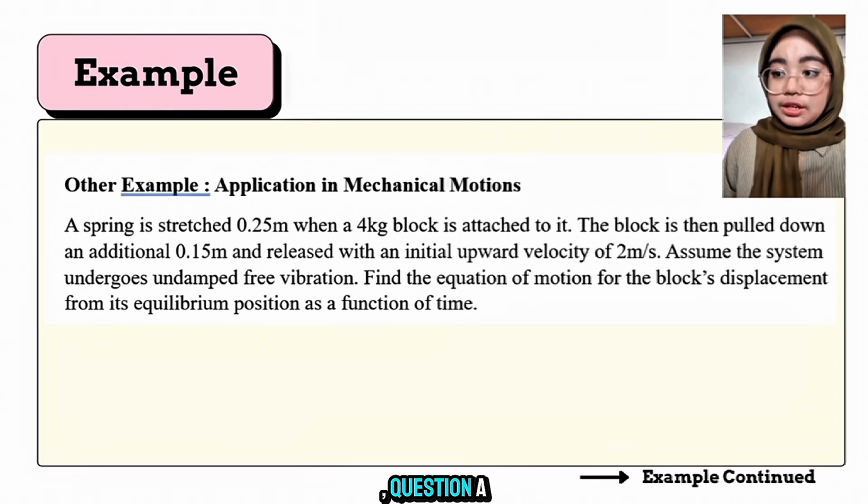For the last question, a spring is stretched 0.25 meter when a 4 kilogram block is attached to it. The block is then pulled down an additional 0.15 meter and released with an initial upward velocity of 2 meter per second. Assume the system undergoes undamped free vibration. So find the equation of motion for the block displacement from its equilibrium position as a function of time.